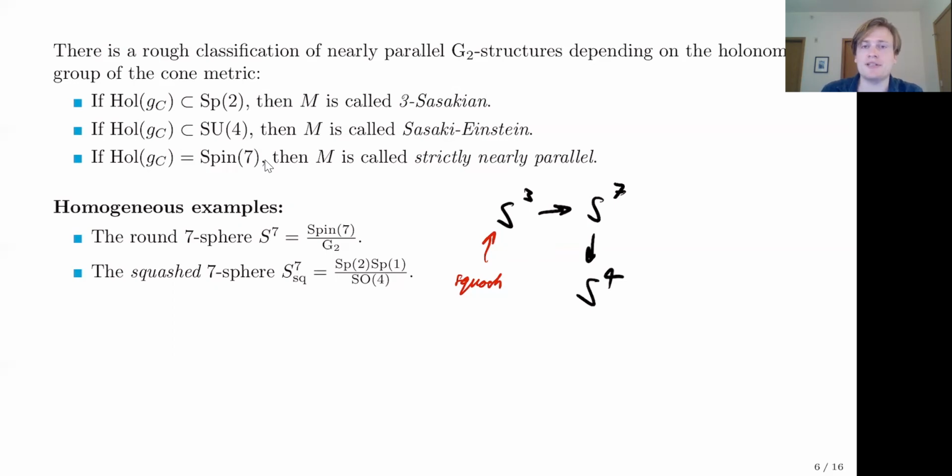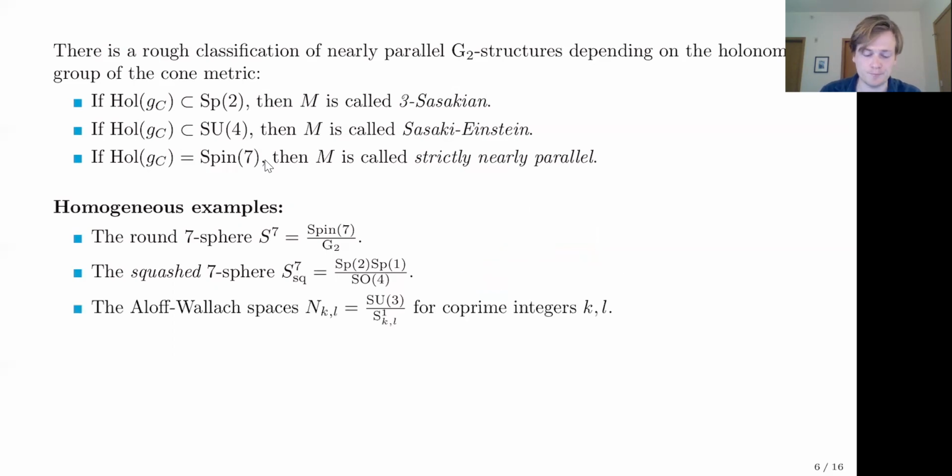This situation with the 7-sphere generalizes to all 3-Sasakian manifolds. So on any 3-Sasakian manifold, there is a fibration by 3-manifolds, and if you alter the metric on those, you can obtain a second nearly parallel G2 structure, which will be strictly nearly parallel.